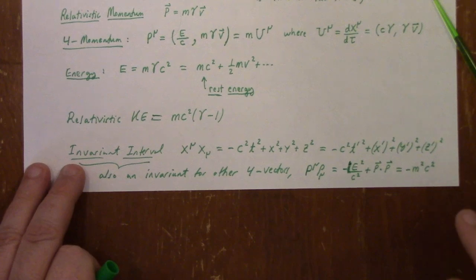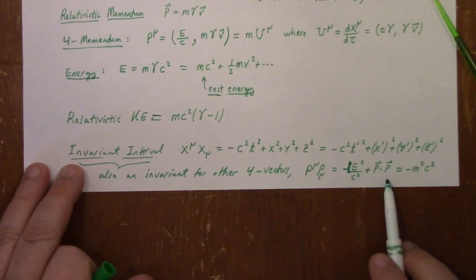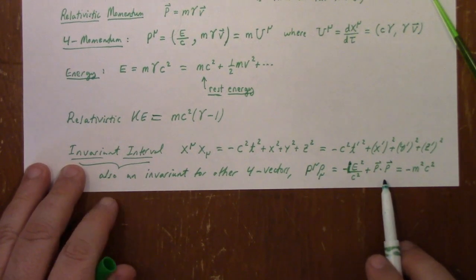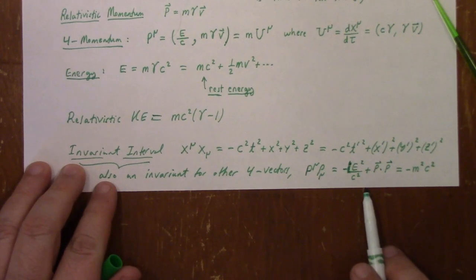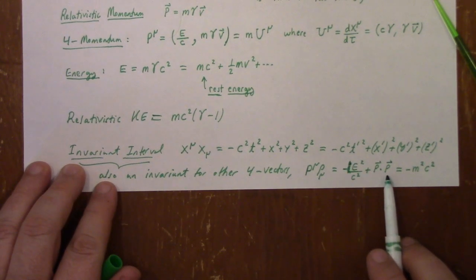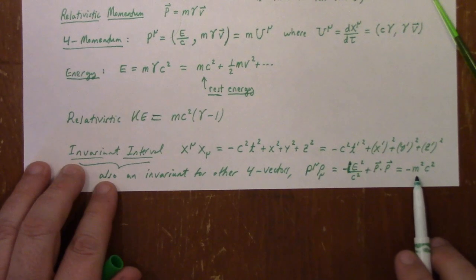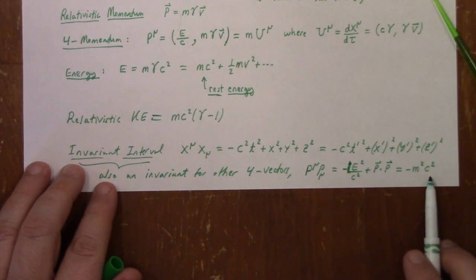So this is an invariant of different frames of reference. In particular, you can calculate this quantity in the rest frame. In the rest frame, the relativistic momentum is 0, and so you just get minus m squared c squared, as it happens.